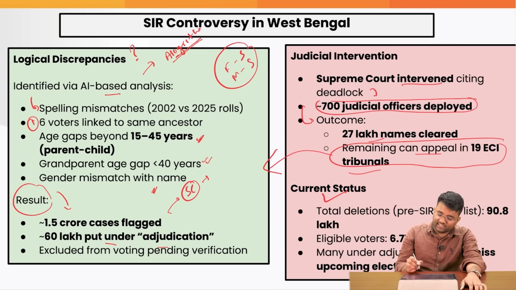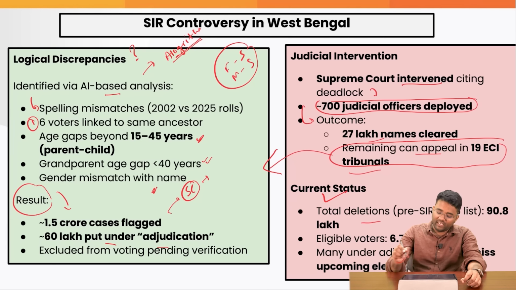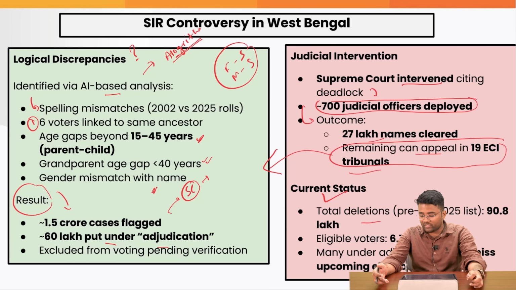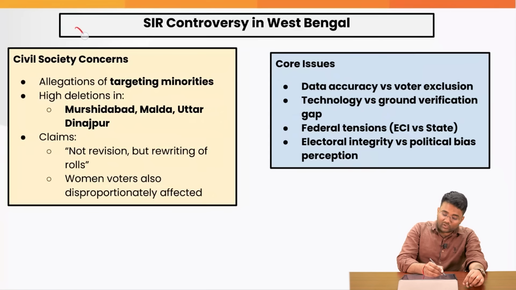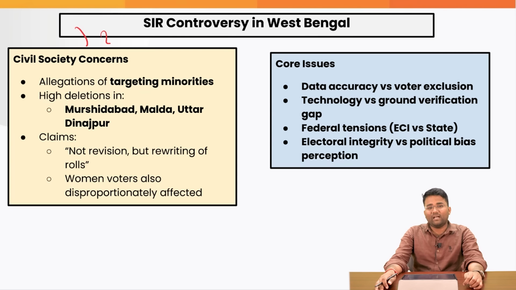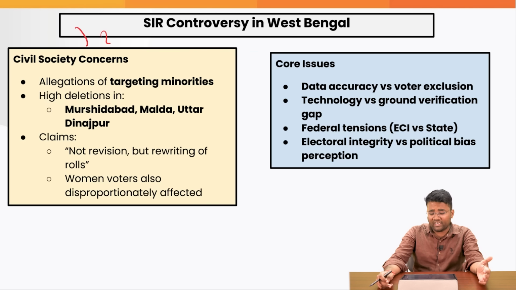The current status is that the total deletion from the pre-SIR list is around 90.8 lakh. Eligible voters are 6.77 crore, and many are under adjudication and may miss the upcoming elections. Civil society also has various concerns. For example, they say there has been undue targeting of certain minorities, especially high deletion in some of the districts where minorities are greater in number.